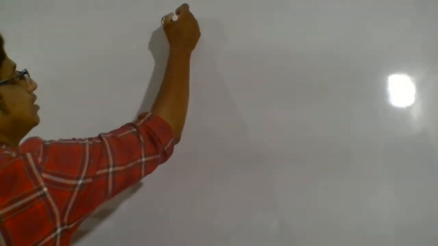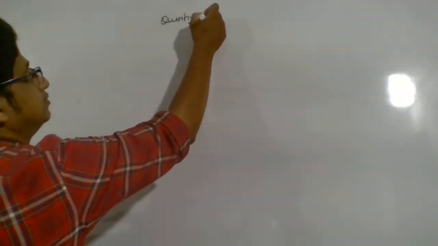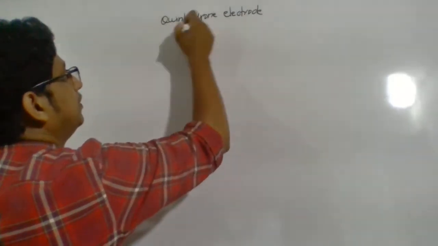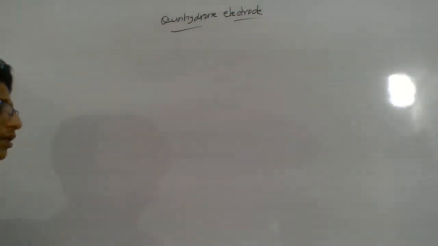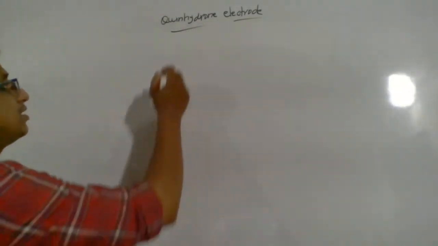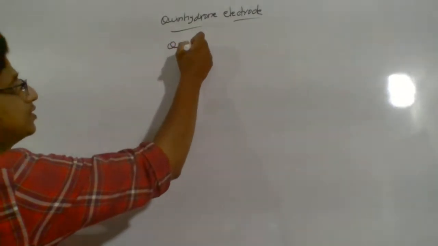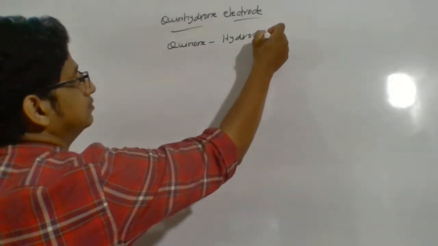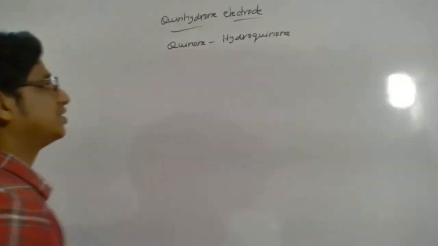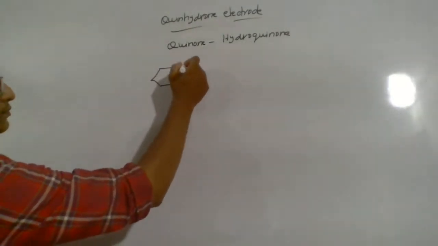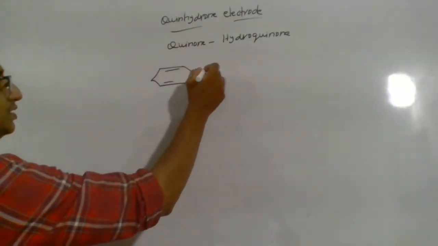Next, the quinhydrone electrode. The quinhydrone electrode is actually a redox electrode which consists of an equimolar mixture of quinone and hydroquinone. So it's based on the reduction reaction between quinone and hydroquinone. This is quinone.